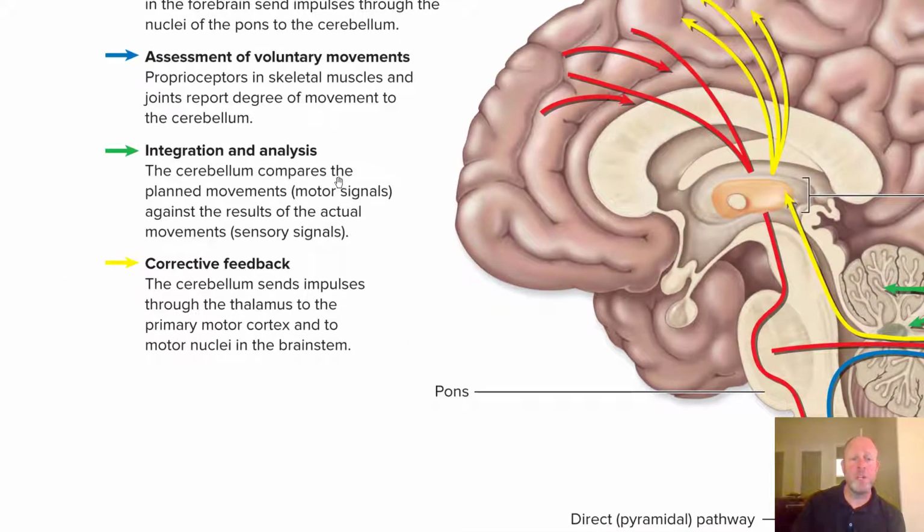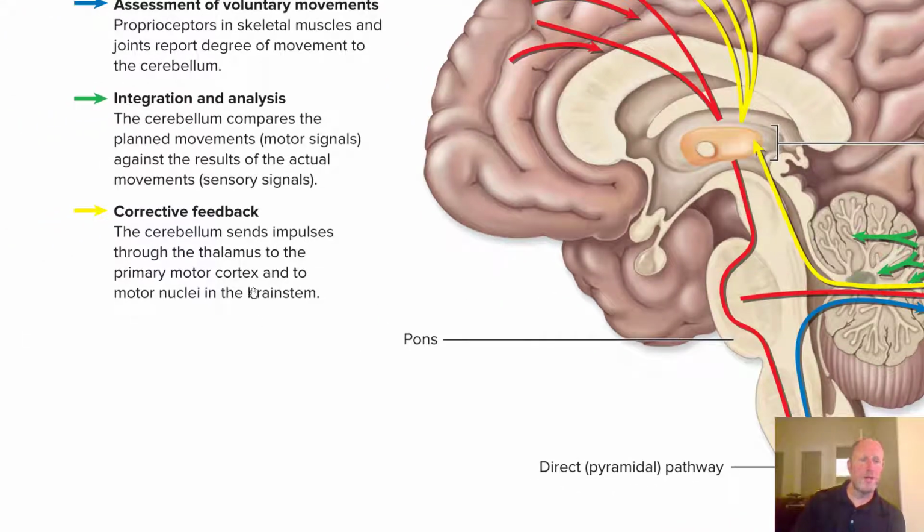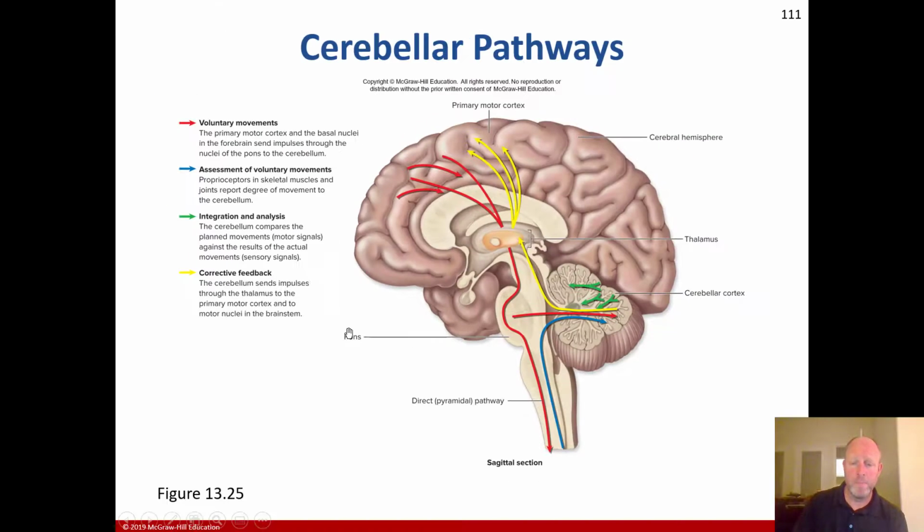The cerebellum compares the planned movements, the motor signals, against the results of the actual movements, the sensory signals. And then the corrective feedback information goes to the brain, and of course it'll then come back to be sent out as efferent information to the body. The cerebellum sends impulses through the thalamus to the primary motor cortex and to the motor nuclei in the brainstem before it's integrated and then sent back to the body.